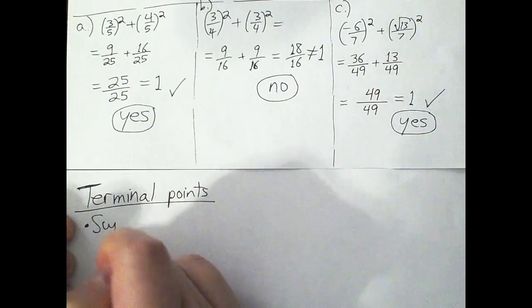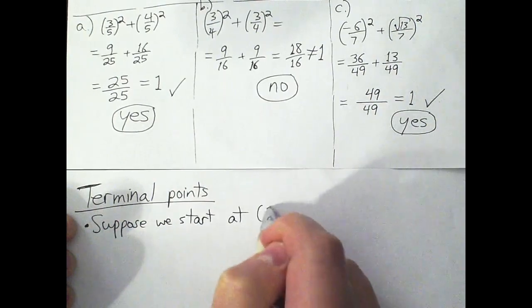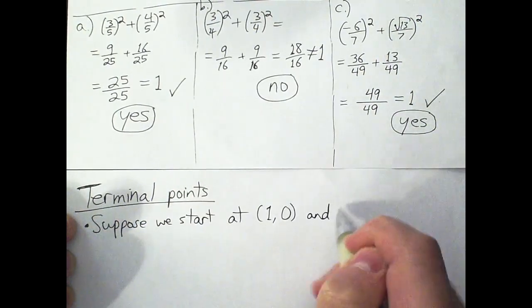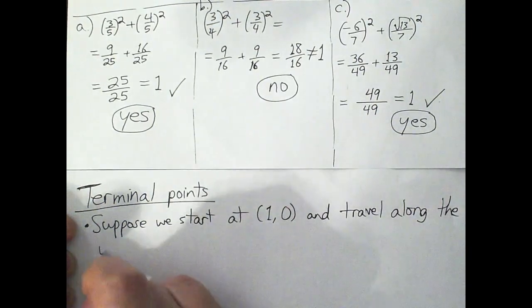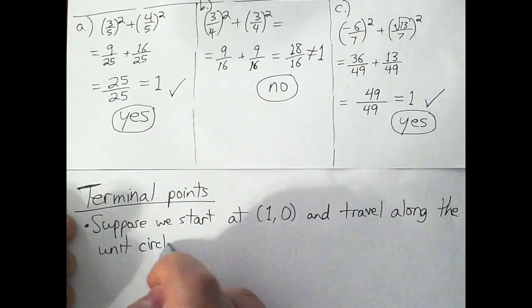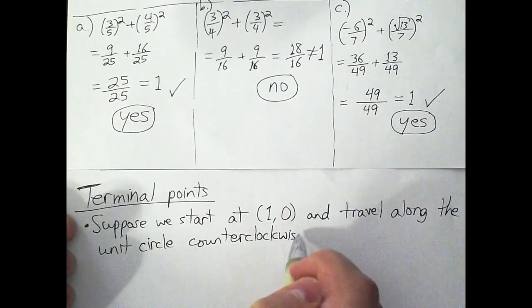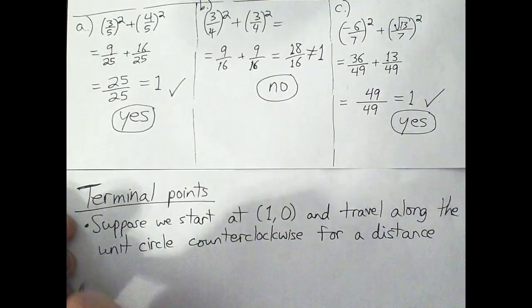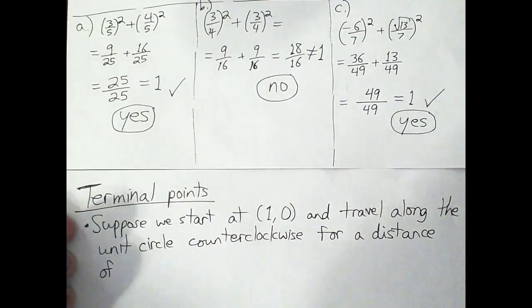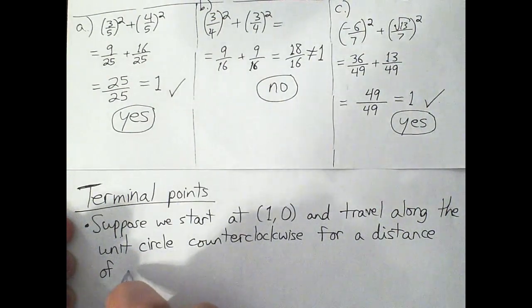So suppose we start at (1, 0) and travel along the unit circle counterclockwise for a distance of... how far do we want to go? It's going to depend on the problem. So let's use a variable here. We're going to go a distance of t units.